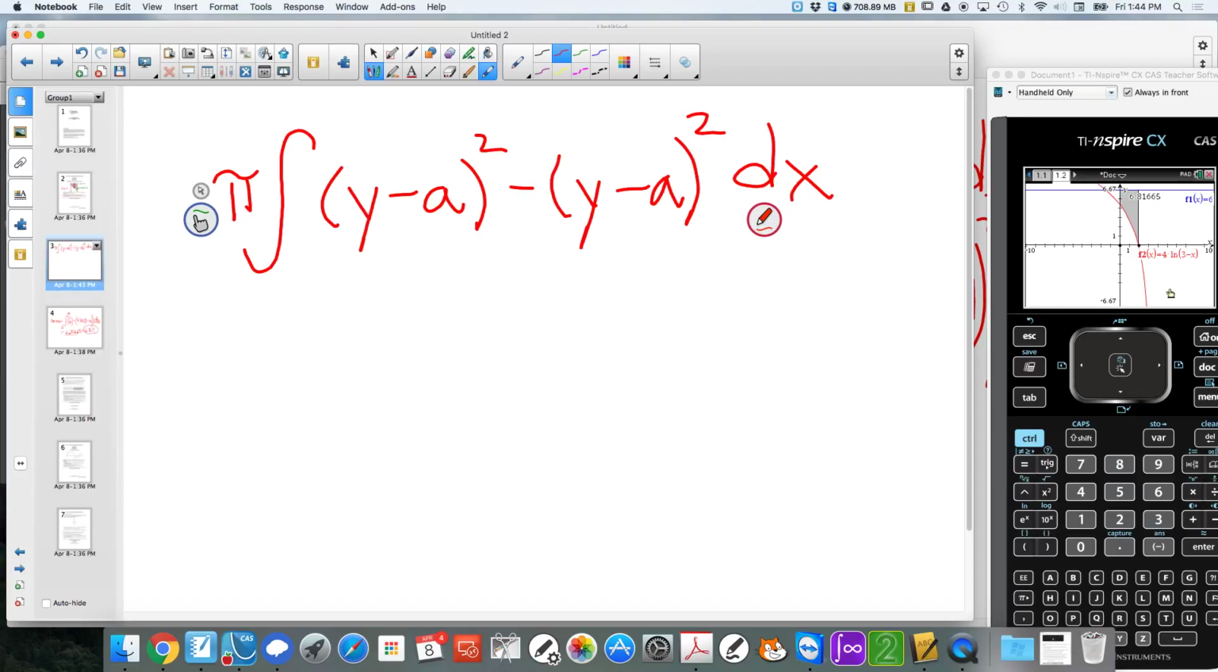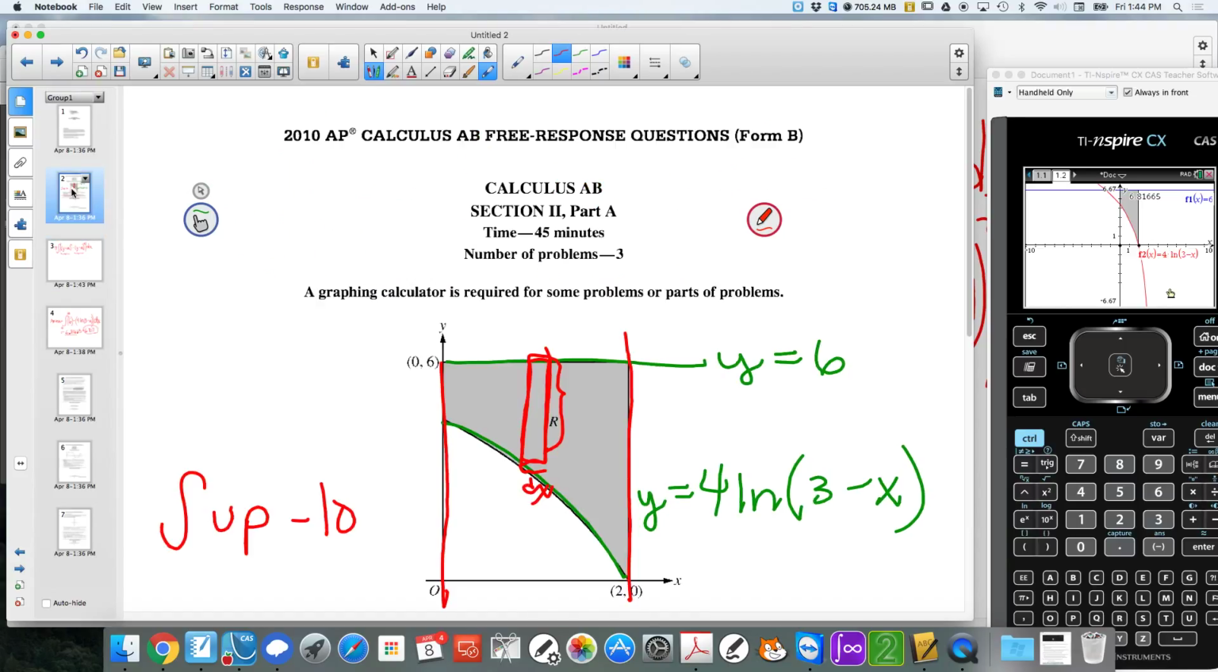Now this is a calculator problem. I know that this part has to be the upper and this part has to be the lower. But because it's a calculator problem, I don't have to worry about it. I can just do the absolute value here. Even if I got them backwards, I'm still going to get the right answer. So let's go back and look at the picture and think about rotating. Where is the line y equals 8? It is way up here.